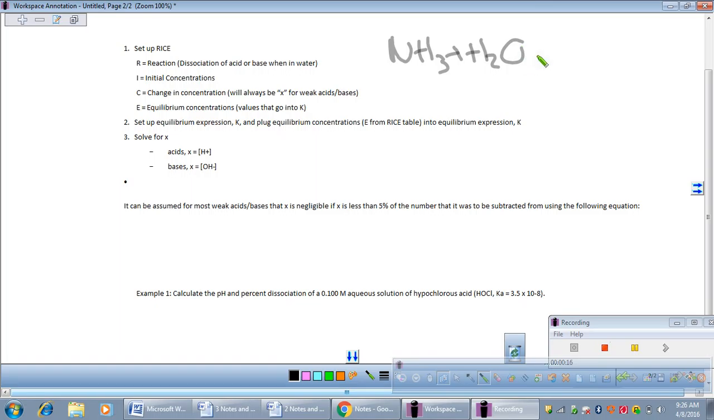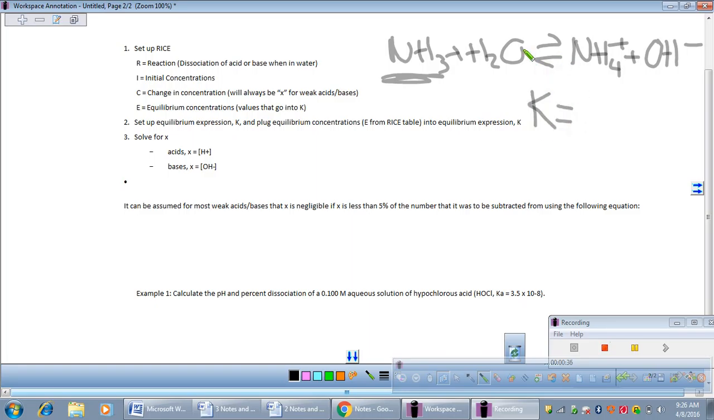So when it reacts with water, some of it will take a hydrogen away from water and become ammonium ion and produce OH minus in water. But actually most of it will stay as NH3, ammonia. So this is a reaction that happens in both directions, which means we have an equilibrium, which means we can solve for K.